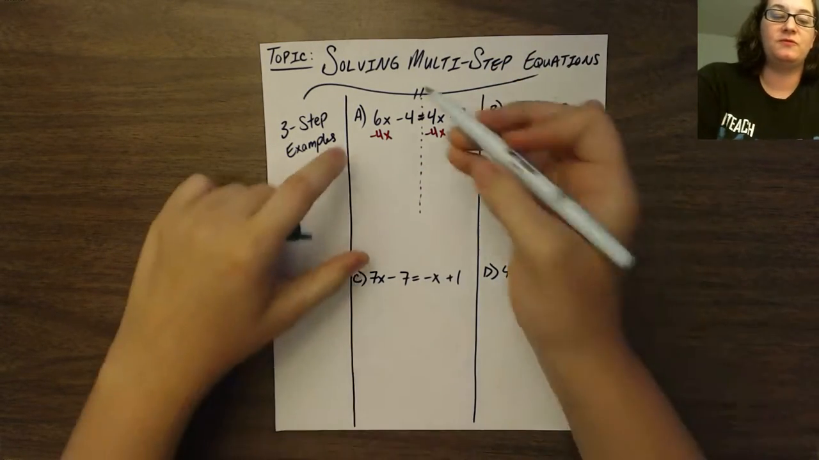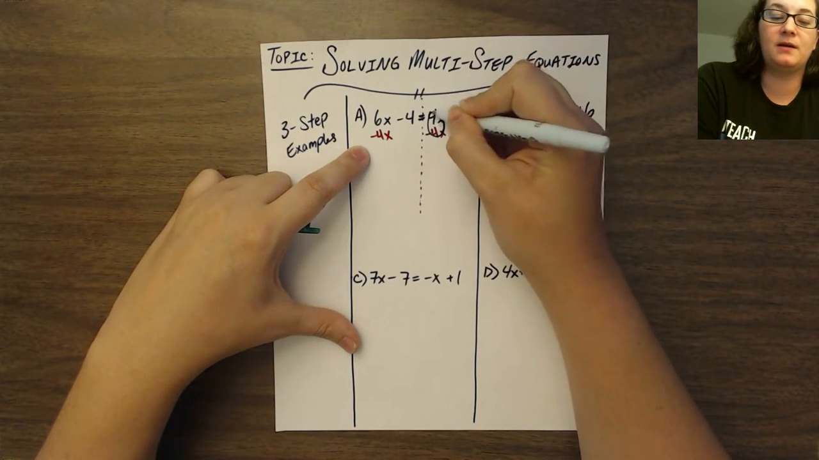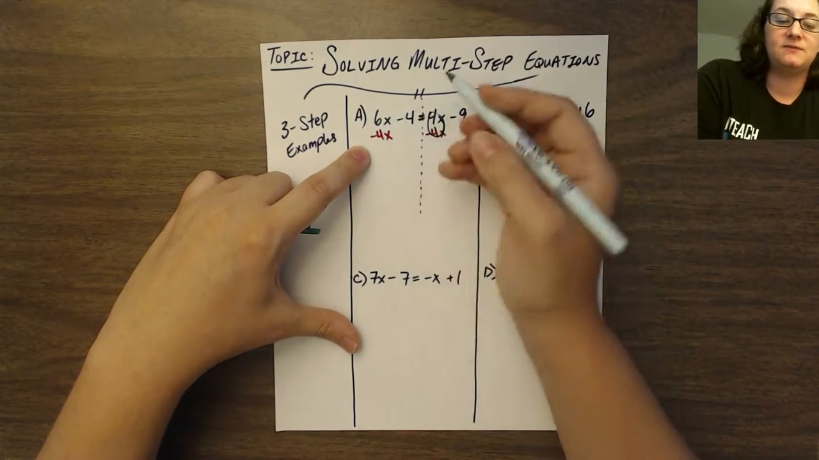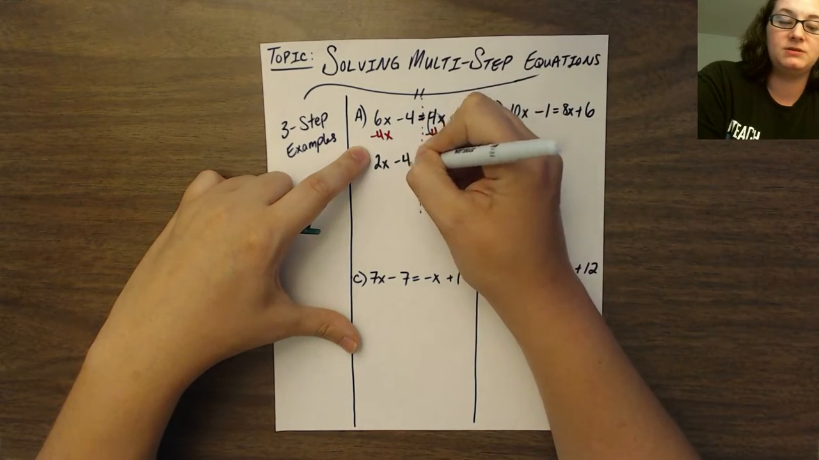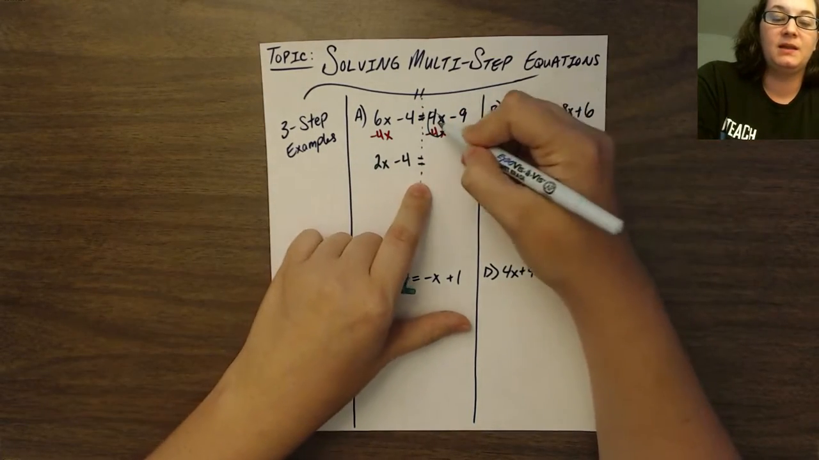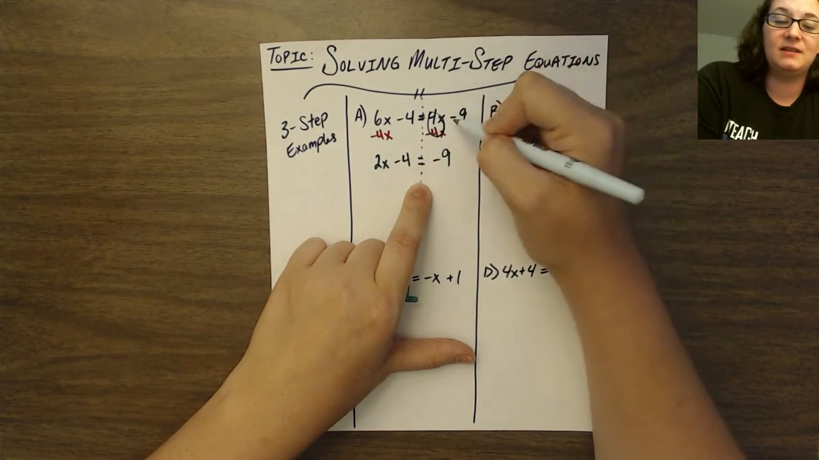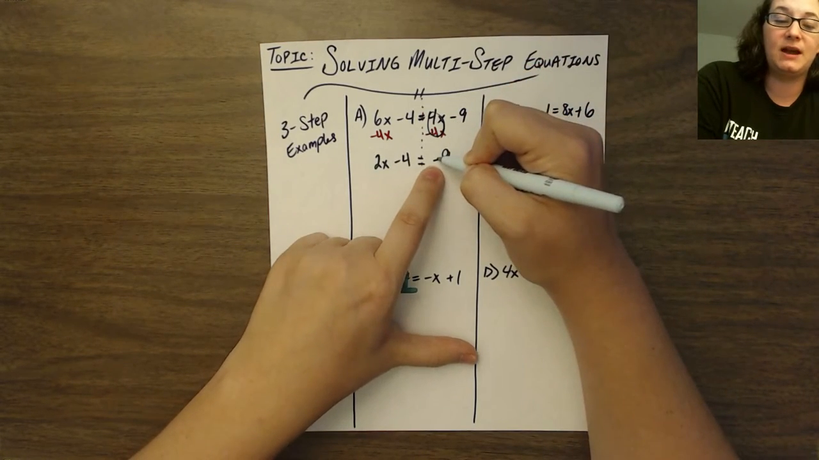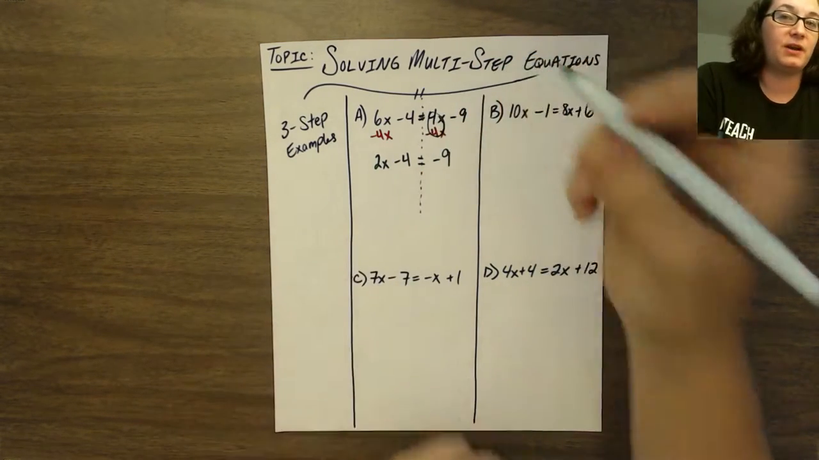So after I move this 4x over by doing the opposite, making this a zero pair, 6x minus 4x gives me a 2x. I still have this minus 4. We didn't touch that one yet. The equal sign is still where the equal sign should be. This became a zero pair, so it's gone. Then I have a negative 9. This minus sign should get brought down. It's grouped with the 9. So don't forget to do things like that.